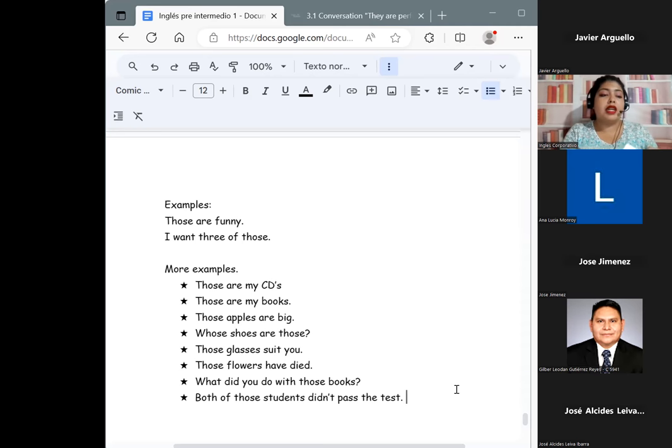Así que vamos a tener dos actividades para el día de mañana y también tenemos el uso de otras dos palabras to complete this topic and the use of these words in a real conversation.